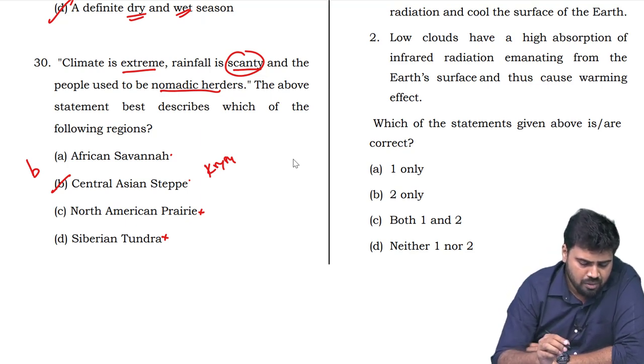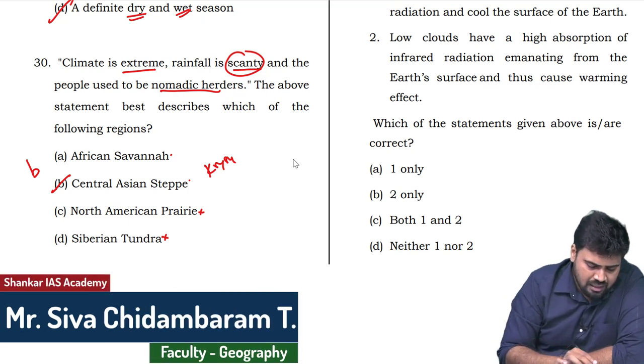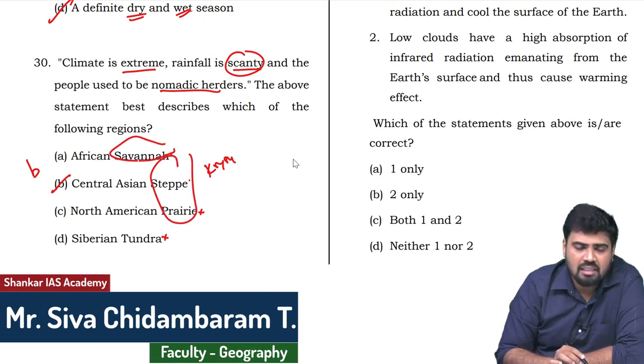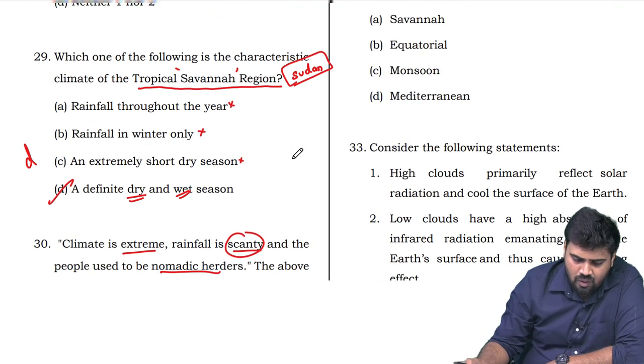So 30, option B. See, particularly you focus on tropical grassland, savanna, temperate grassland, steppe, prairie. We can expect a similar kind of question.